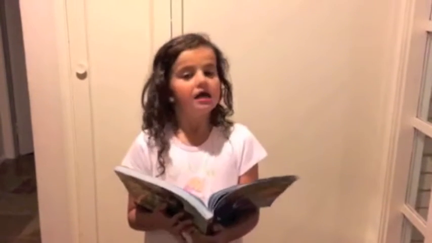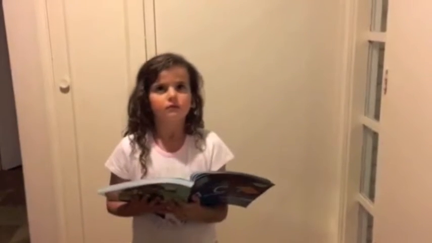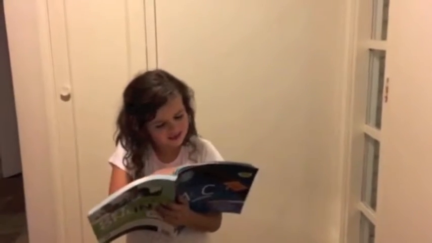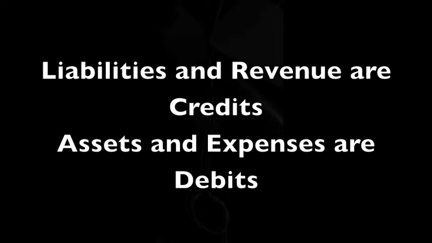In order to understand adjusting journal entries, there are fundamentals that you must know that Minda will now explain to you. Minda, what are the assumptions? Debits on the left, credits on the right. What's the other assumption, Minda? Liabilities and revenues are credits, while assets and expenses are debits.